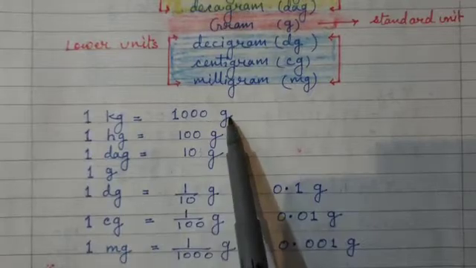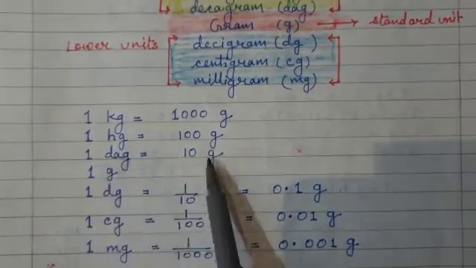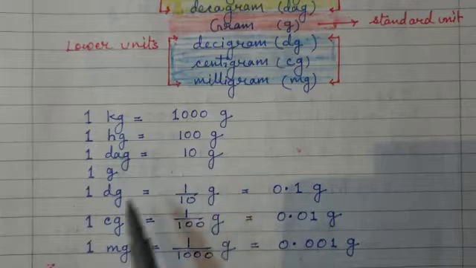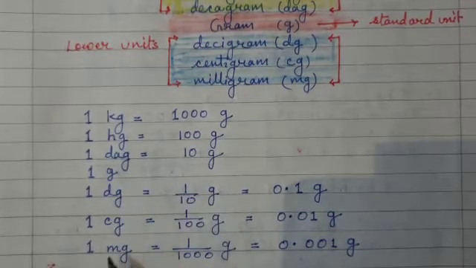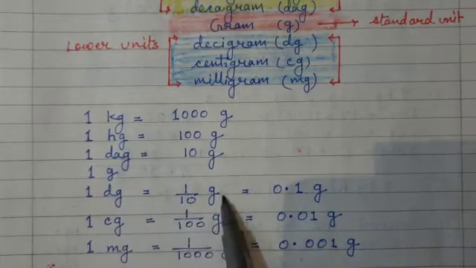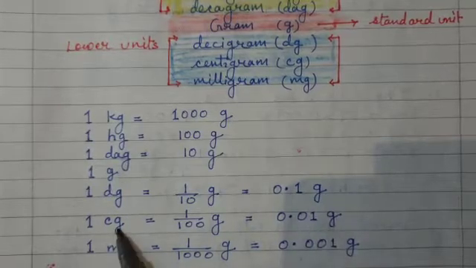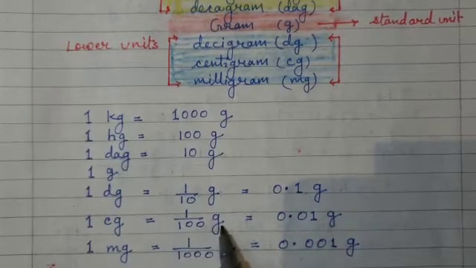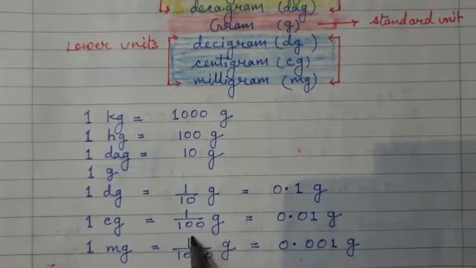When we compare these different units with the standard unit gram, we can conclude that 1 kg is equal to 1000 gram, 1 hectogram is equal to 100 gram, 1 decagram is equal to 10 gram. These three are lower units. 1 decigram is equal to 1 upon 10 gram, and in decimal it is 0.1 gram. 1 centigram is equal to 1 upon 100 gram, which is 0.01 gram. And 1 milligram is equal to 1 upon 1000 gram, which is 0.001 gram.